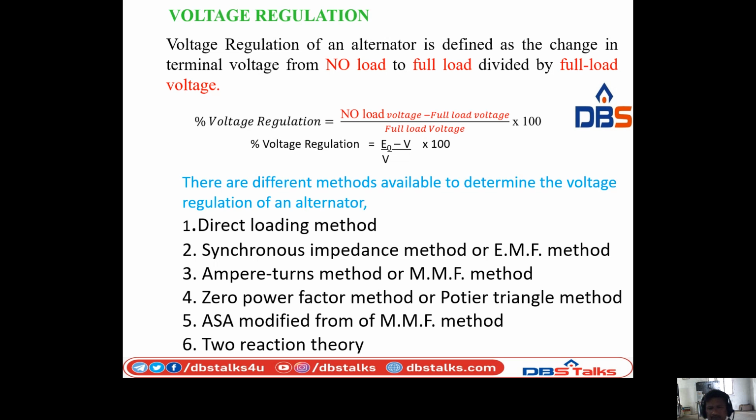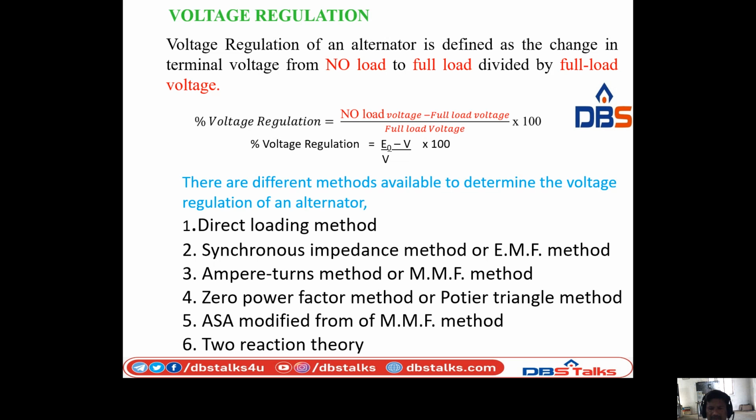There are many methods available to determine the voltage regulation of an alternator. First one, direct loading method. Second, synchronous impedance method or EMF method, ampere turns method or MMF method, zero power factor method or Potier triangle method, ASA method, which is a modification of the MMF method. ASA stands for American Standards Association. Last one, the two reaction theory. So by using these 6 methods, we can determine the voltage regulation of an alternator.